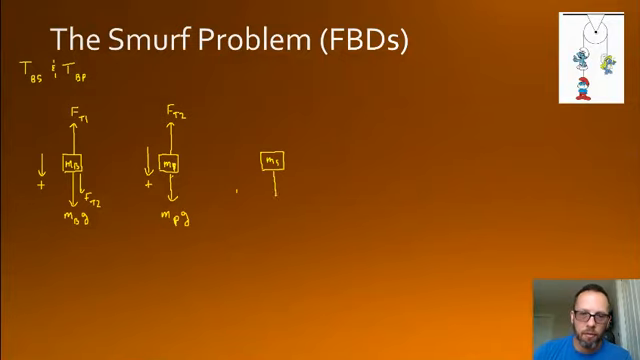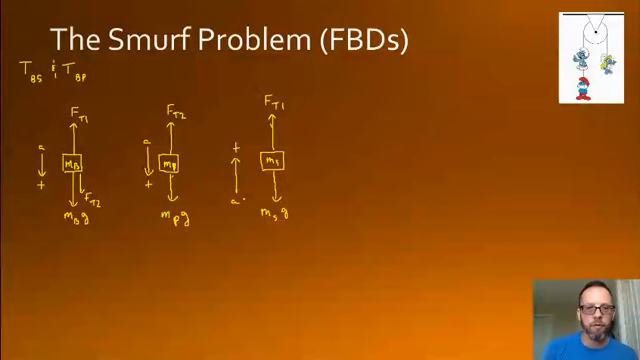And finally, we have Smurfette. Smurfette has weight going down, and she has a tension pulling her up. That was the one we called FT1. And Smurfette will be accelerating up, so we'll choose up to be positive for her. So step one, again, draw the free body diagrams, choose a direction to be positive, and you should choose that direction to be the direction of the system acceleration, so a. And that value for a is going to be the same for all of the Smurfs.